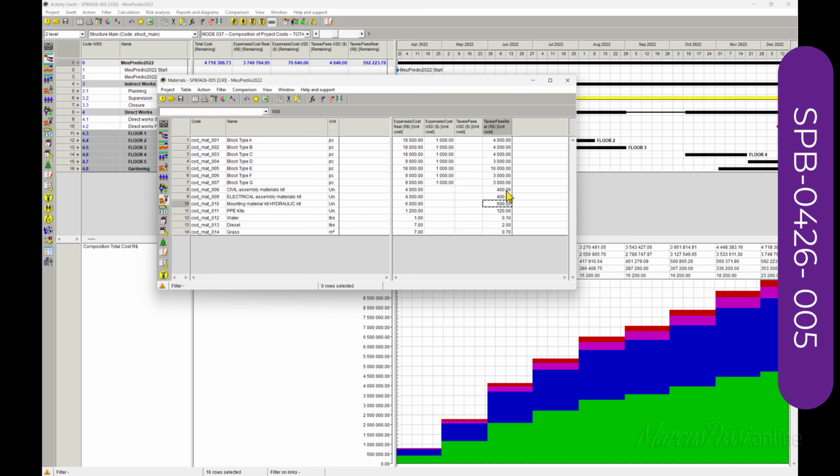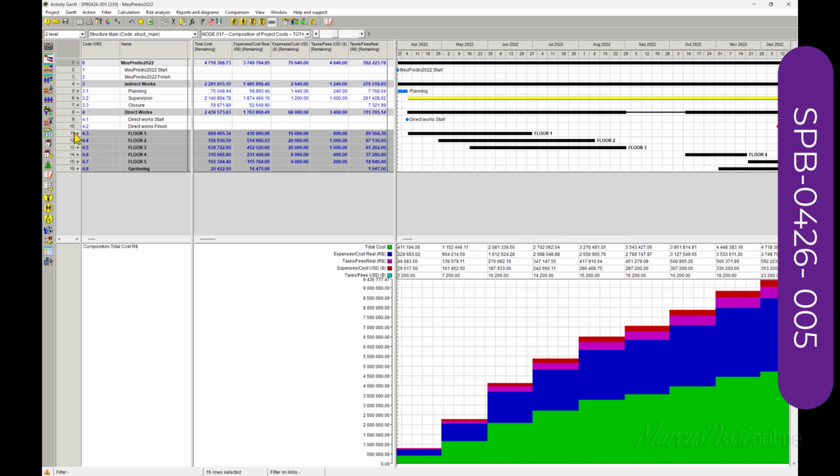PP kits, okay, units. This is a tax you have to pay, like a royalty, for each block used in this project. It does not happen in this other material here. As you have cost components registered, you may assign materials with their own value automatically.